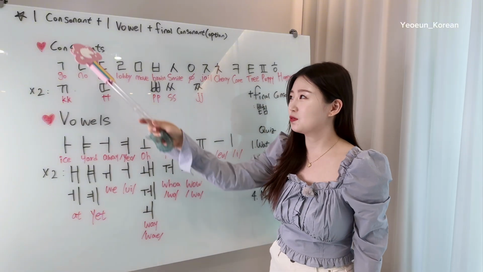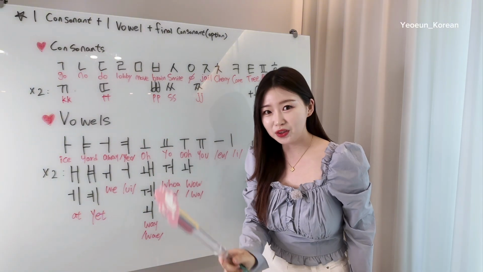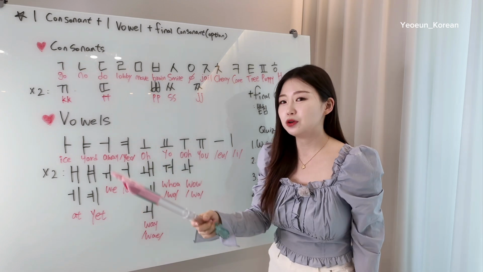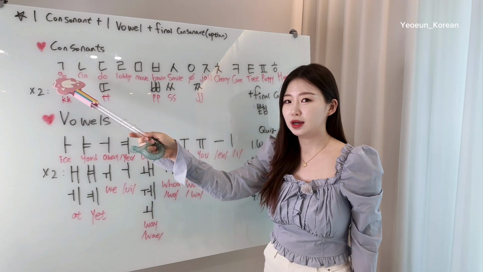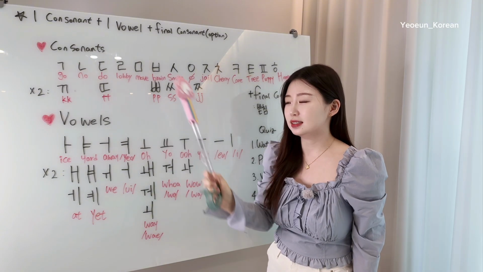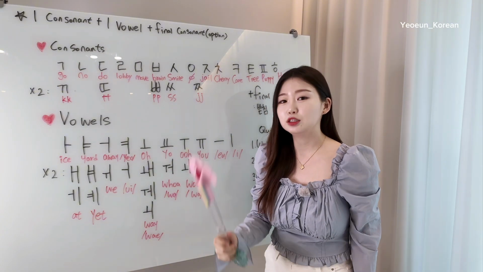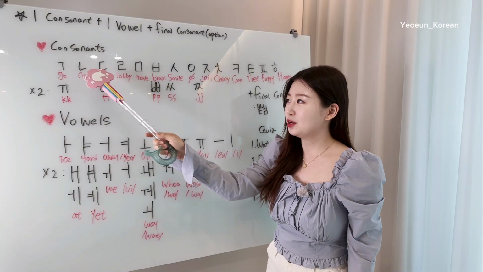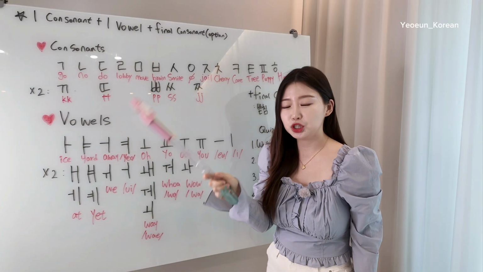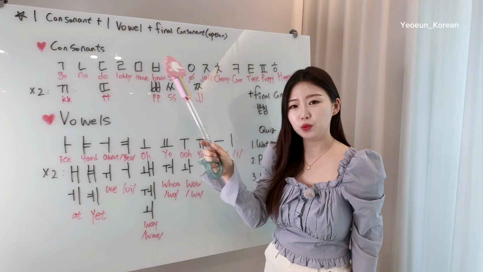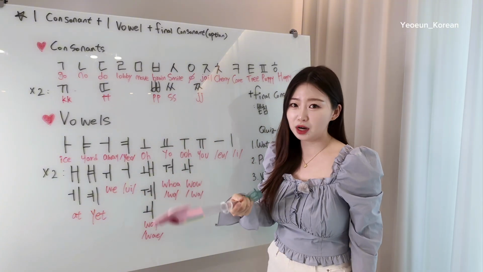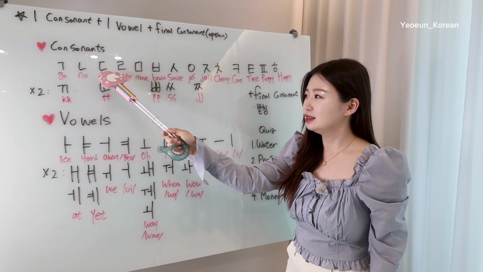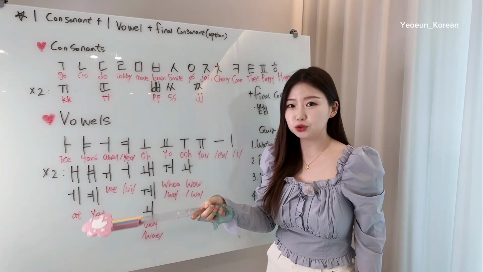Okay, so let's start from the consonants. The first thing we have is G sound. Just remember how you speak go. It's just same as go, G sound. It's not K, it's G, go, G sound. And then we have N sound, which is very similar to no. When you're saying no, you already know how to say N sound. Okay? And then D, same as do.